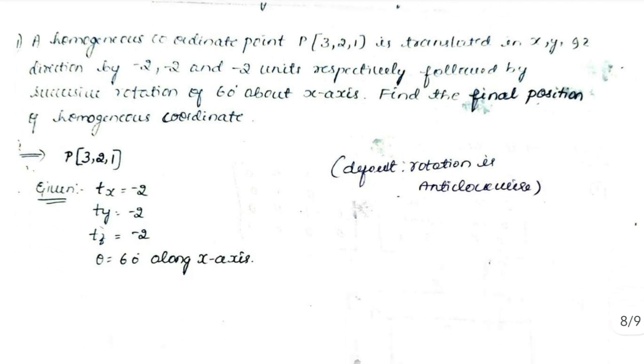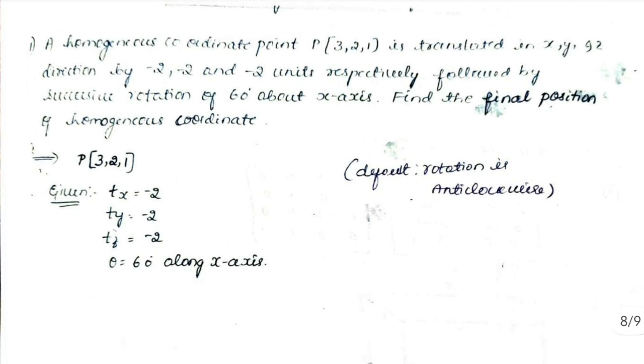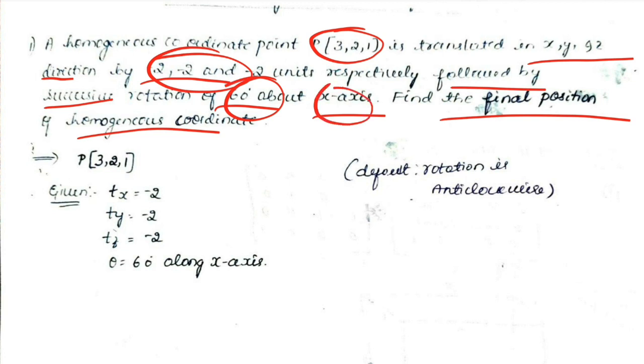And here was the question: a homogeneous coordinate point is translated in the x, y and z direction by these units respectively, followed by a successive rotation of 60 degrees about the x axis. Find the final position of the homogeneous coordinate. So a point is given, it was translated with these tx, ty and tz values. After that it was rotated by 60 degrees about the x axis, and it was anti-clockwise because the default is anti-clockwise. Find the final position of the homogeneous coordinate.